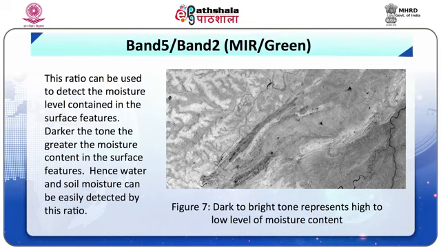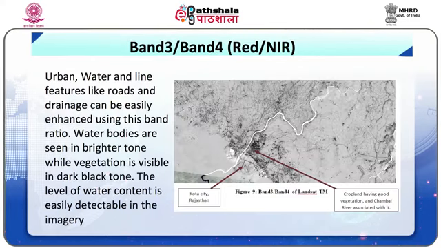The above image shows the part of the Bhilwara and Kota districts from left to right. Band 3 divided by band 4, that is red divided by infrared, is used for urban, water and line features like roads and drainage, which can be easily identified by applying this ratio. Water bodies are seen in brighter tone while vegetation is visible in dark black tone. The level of water content is easily detectable in the imagery, which is shown in figure 9.